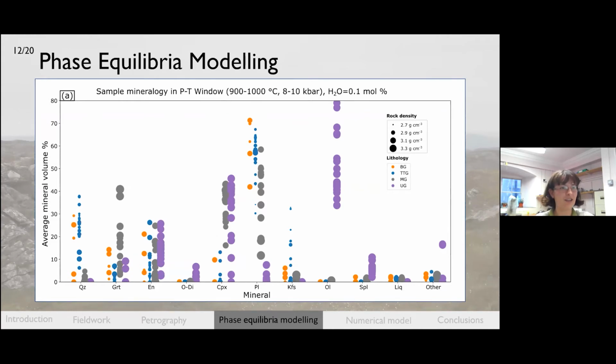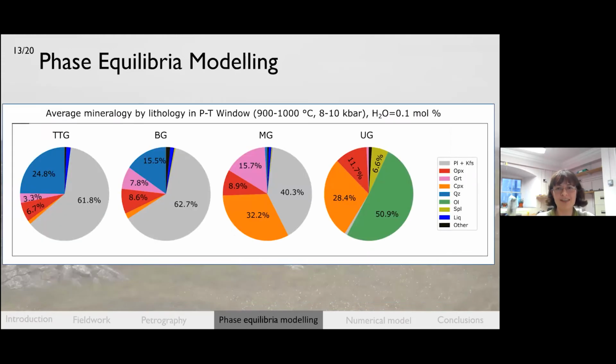So TTGs are shown in blue, our brown gneisses are shown in orange, our mafic gneisses in grey, and our ultramafic gneisses in purple. So for example, we can see that if we look at olivine, our ultramafic gneisses generally contain between 40 and 80% olivine. We can summarise this information on the following pie charts.